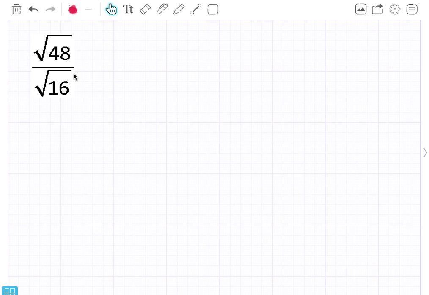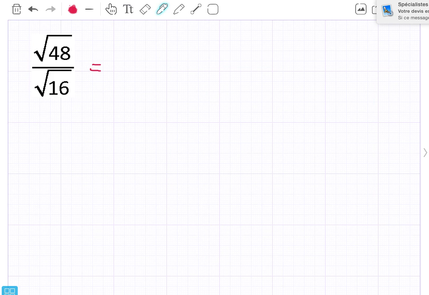A very quick video on how to rationalise surds. Now when I say rationalise, what I mean is I do not want this number to be a surd on the bottom. Now it's actually quite easy because you know that this is root 4, but I'm just going to show you a method to do it.